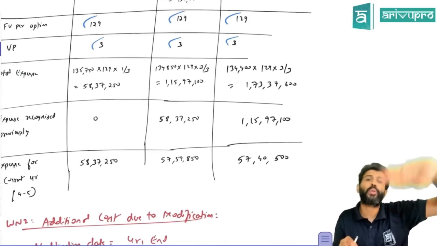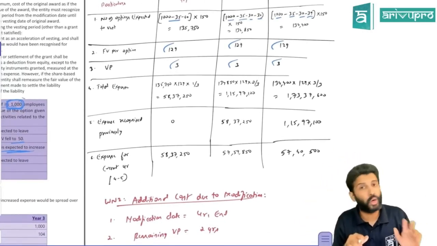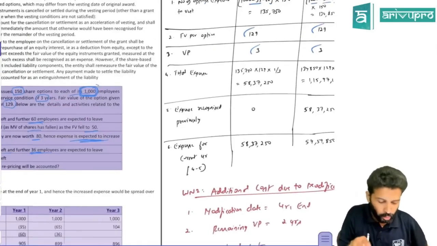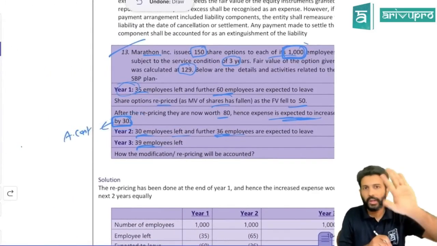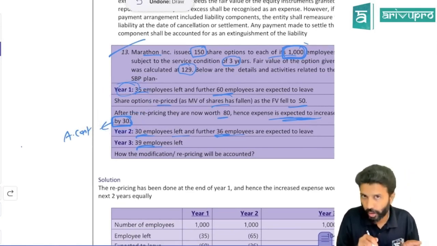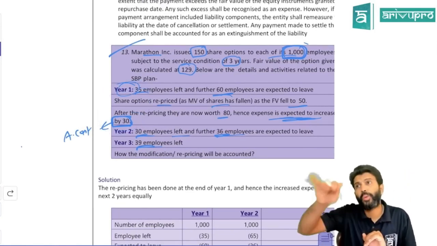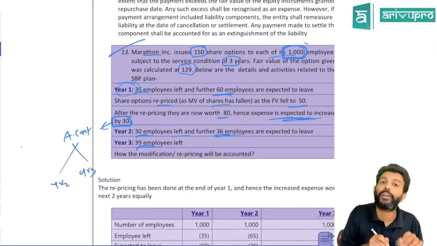Original expenditure without modification, you have to do it any which way. Now you did some modification also, and due to modification you are getting an additional cost of 30 per option. Do remember this 30: you may have done this modification at the end of year 1, but you have to book this expenditure over the remaining vesting period. That means you will book this expenditure only at the end of year 2 and end of year 3.